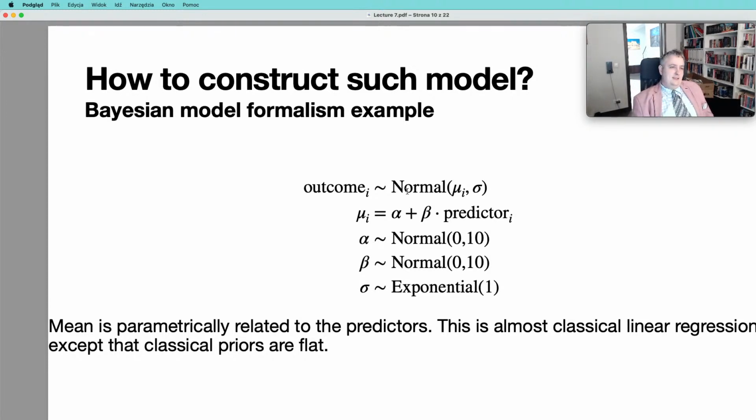So this is almost a classical linear regression. Why? Because classical linear regression is this part. This here, these two lines.